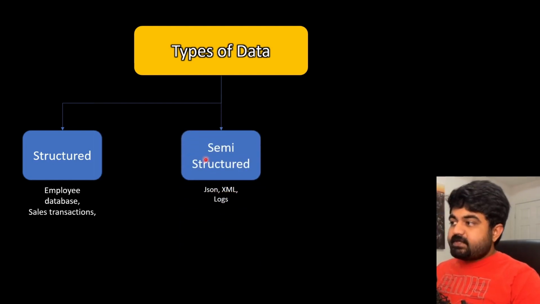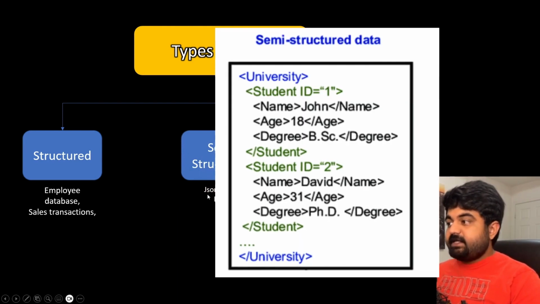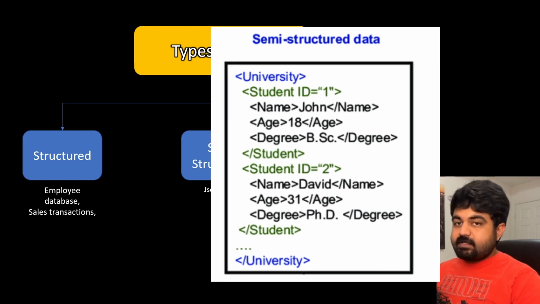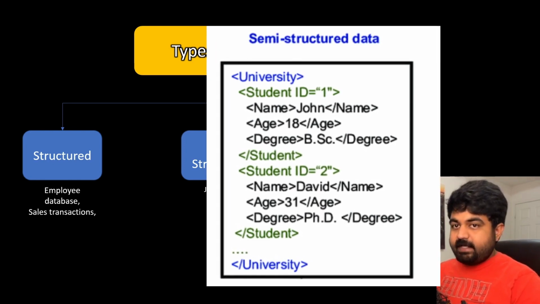Second one is semi-structured data. This is the data systems typically deal with in terms of storing different values and transactional data, like JSON, XML files, logs, and stuff like that. This is really important for many reasons.